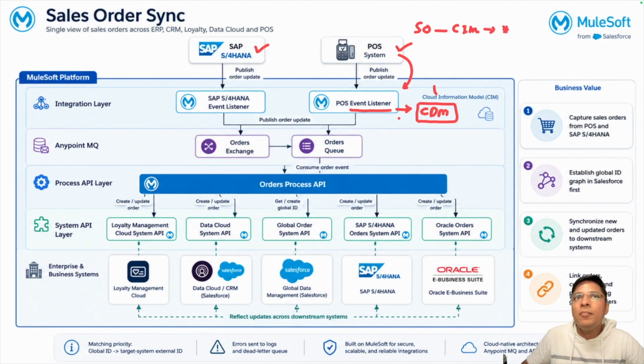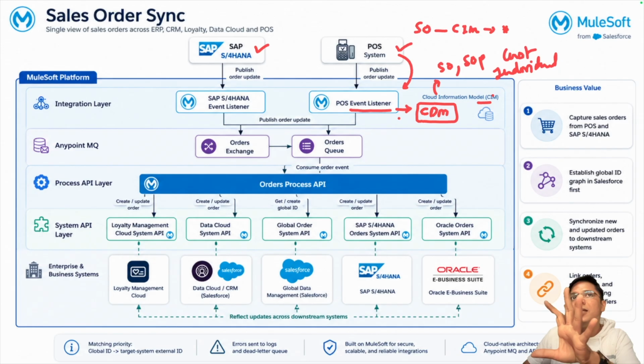Now the CIM data model will be representing business entities like sales order, product, customer, and individual. This particular model is inspired by Customer 360. That's why it's here. So this integration layer will capture all the changes from the source system related to the sales order.